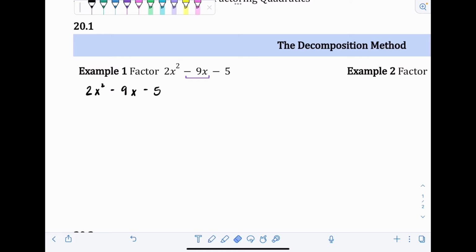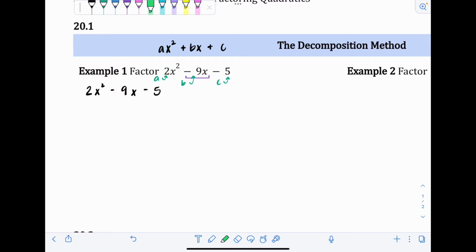In order to do that, we have to remember the standard form for a quadratic, which is ax squared plus bx plus c. In my actual problem, a is 2, the coefficient of x squared. b is negative 9, and c is negative 5, that's the constant. So a is always the number in front of x squared, b is always the number in front of x, and c is always the constant term, the one that does not have a variable.